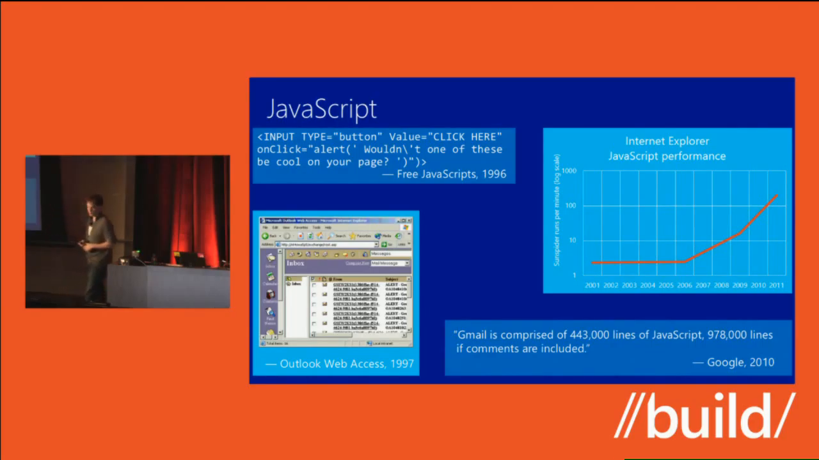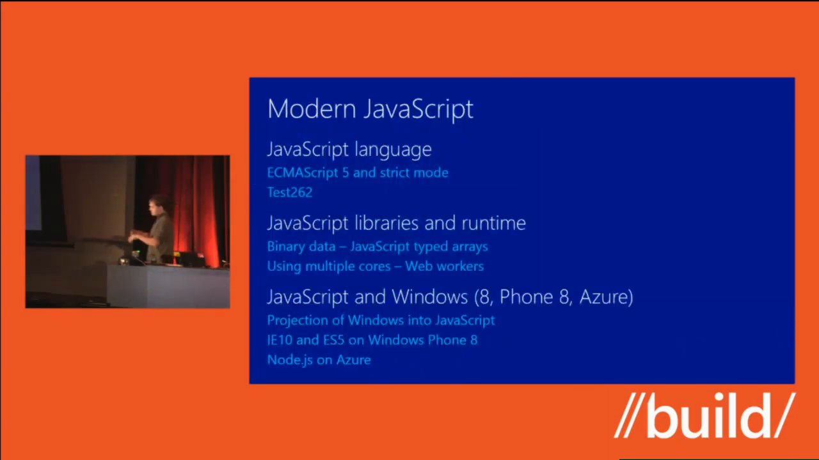And that means you can really take advantage of that runtime much more significantly. So that was just some kind of history. What I'm going to talk about today is modern JavaScript from 3 perspectives.